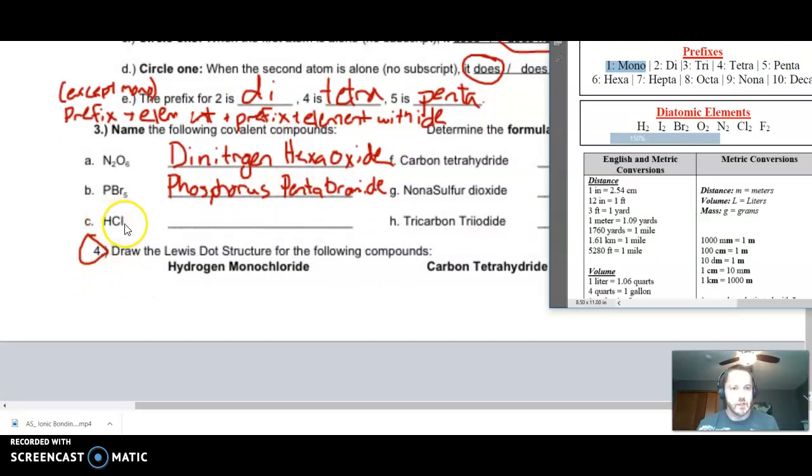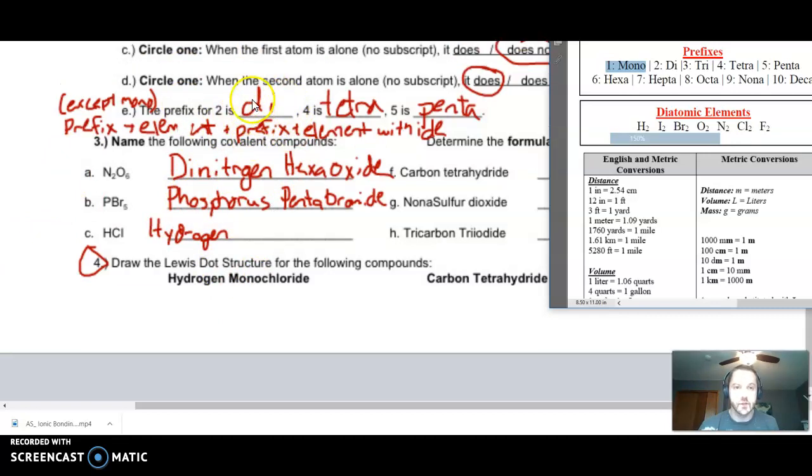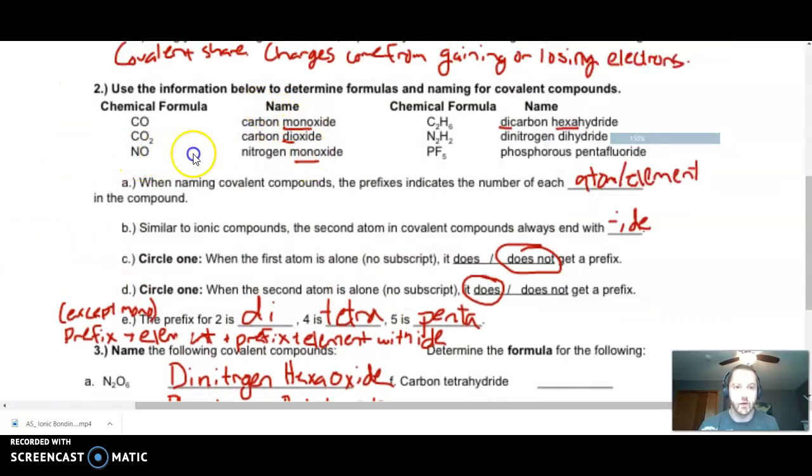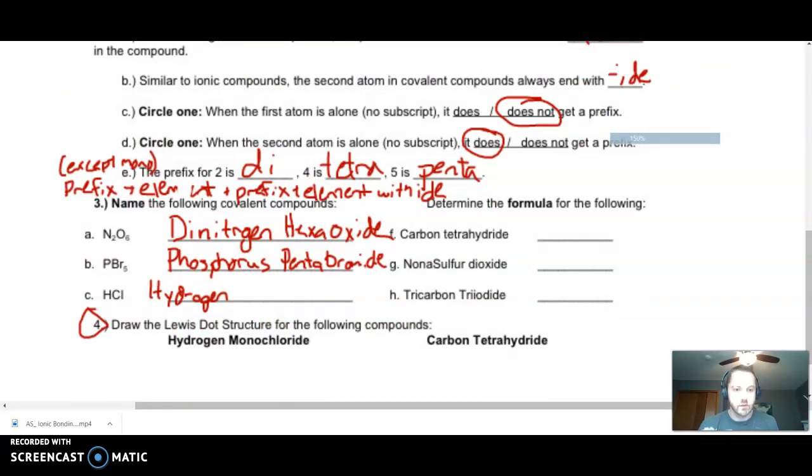And then we have HCl. So again, 1 hydrogen. I don't put mono on the first word, so I'm just going to simply write hydrogen. And then Cl, there's 1 of that. We can put mono on the second word though. There's no exceptions to that. We can see mono on the second word in the examples up here. So coming down, we're going to now write monochloride.